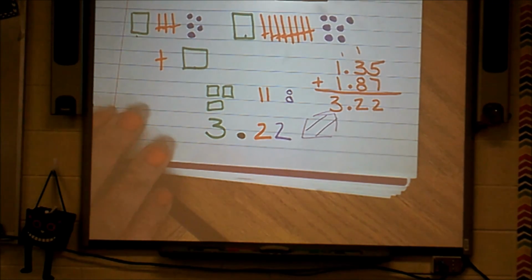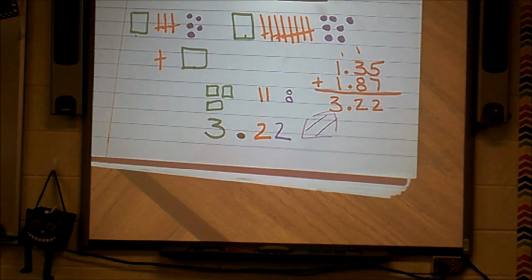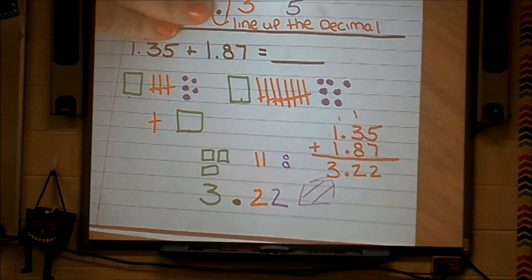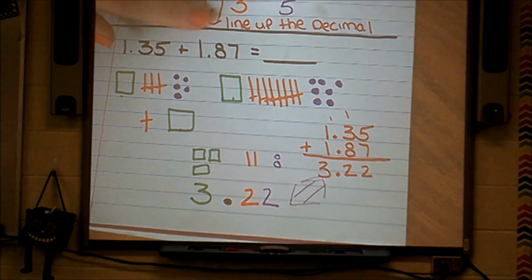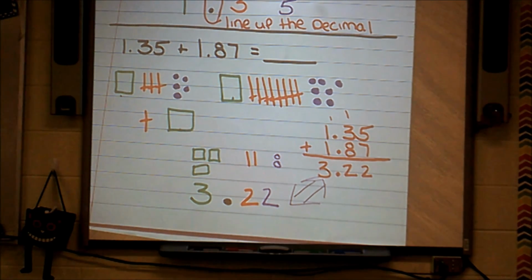So on your homework, if it asks you to draw a picture representation to solve the problem, please do that. But check it using standard algorithm addition to make sure that you are right. The key is right here. This is the key. Lining up your decimal. If you do not line up your decimal, you will not have success. Now remember, you can always add zeros to make sure that your numbers all line up and that your decimals are okay. Please bring any and all questions to class tomorrow.